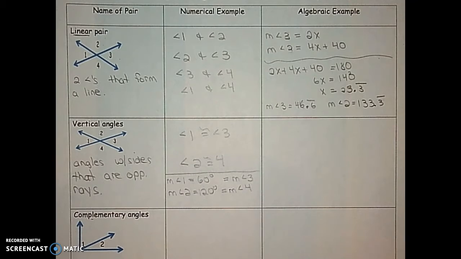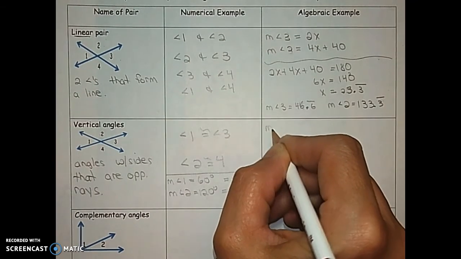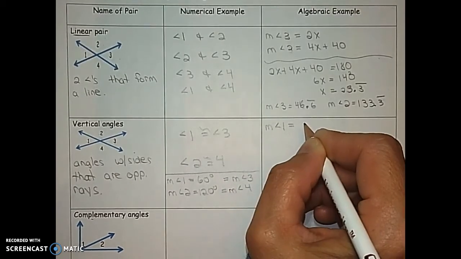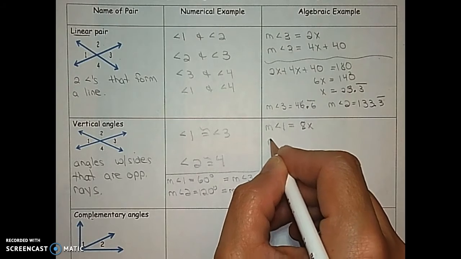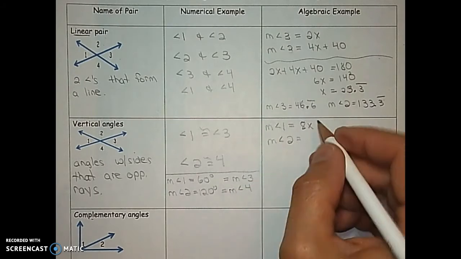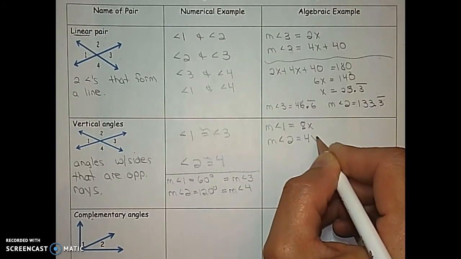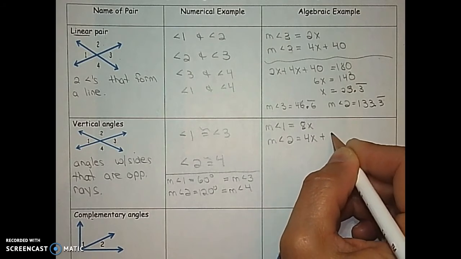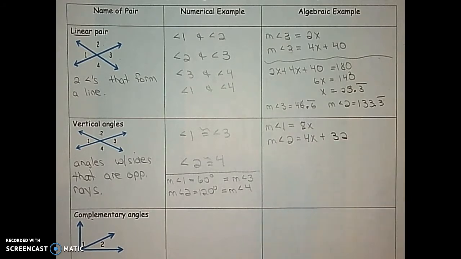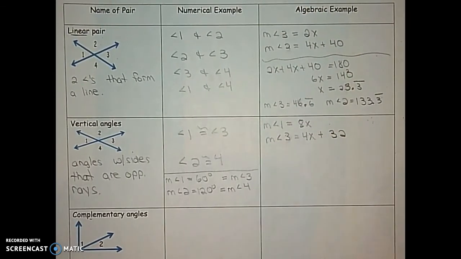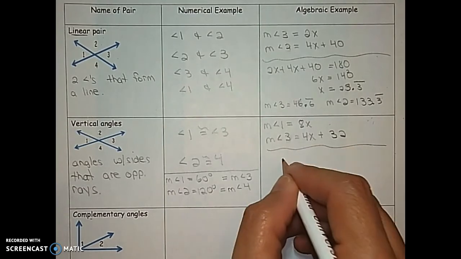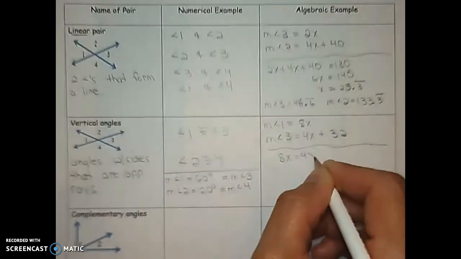Okay, let's go take a look at an algebraic example. If I've been given the measure of angle 1 equals 8x, and the measure of angle 2 is equal to 4x plus 32. This is angle 3. So again, those angles are vertical, which means that we know the measures are equal. So we're going to set those equal and solve for x.